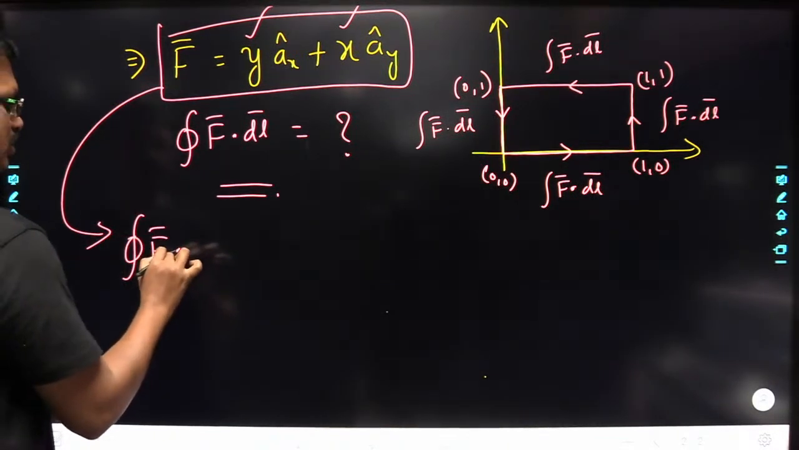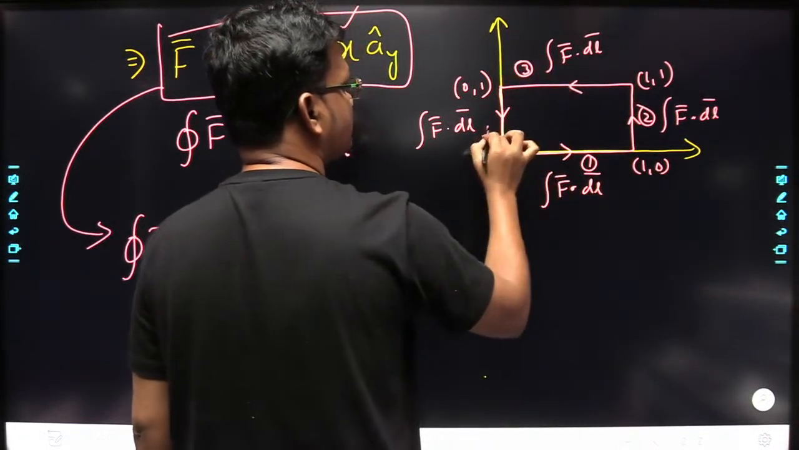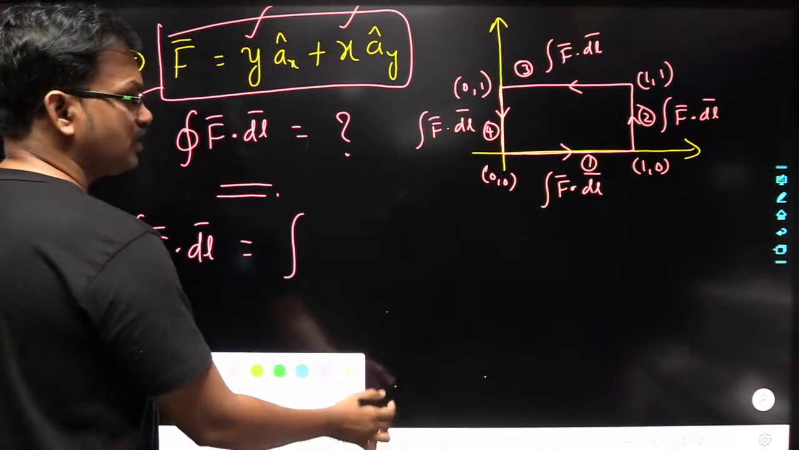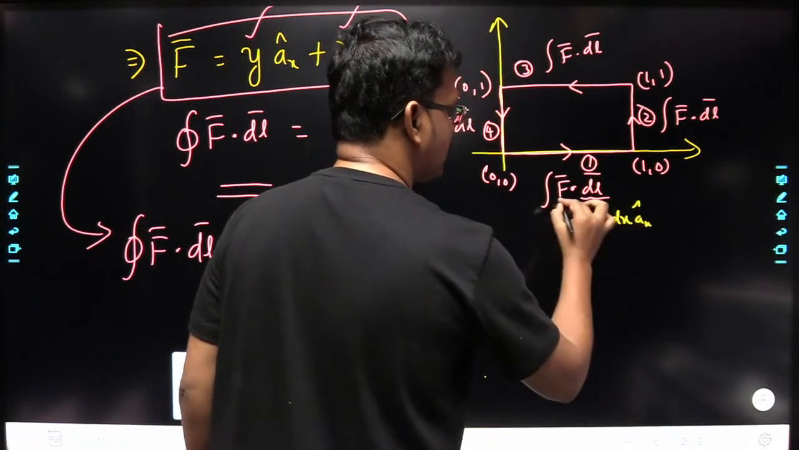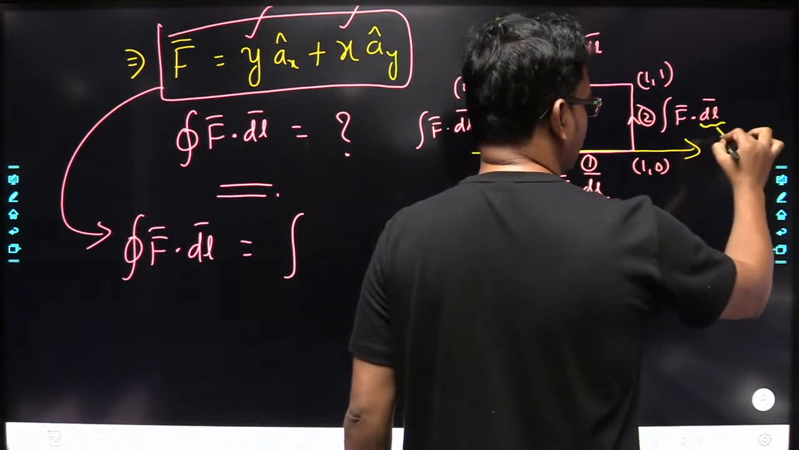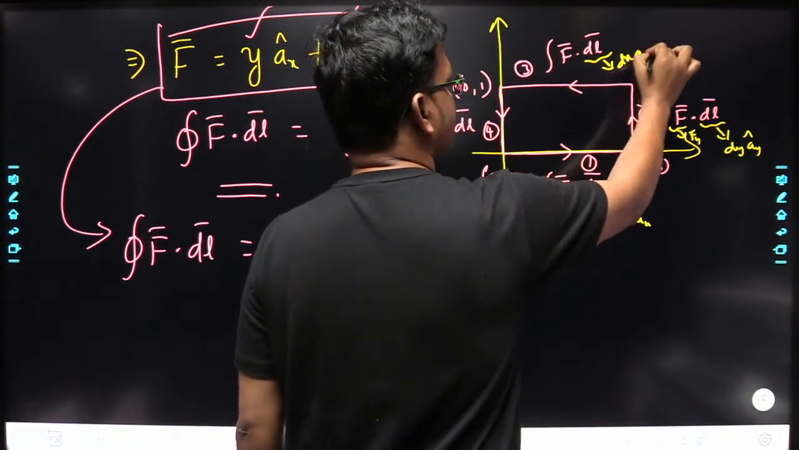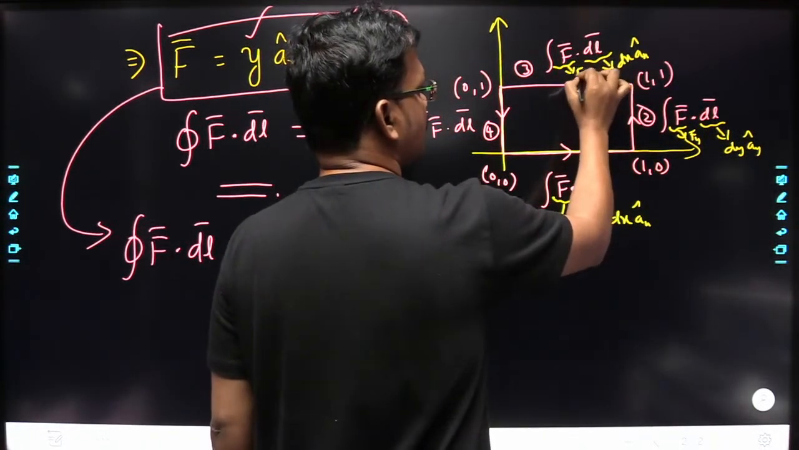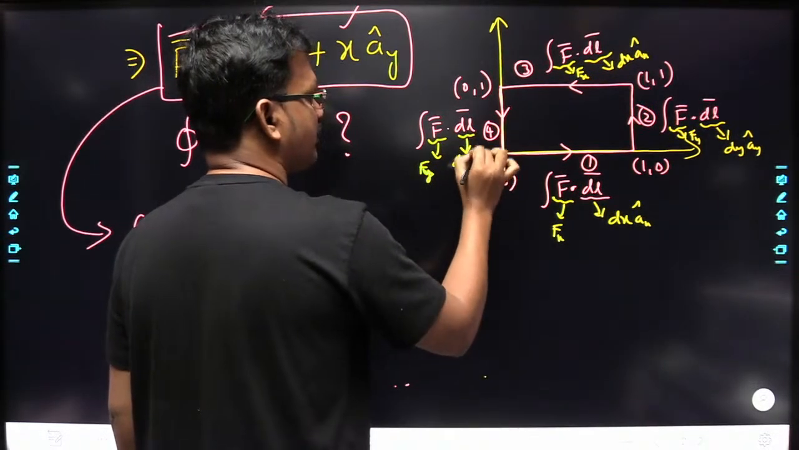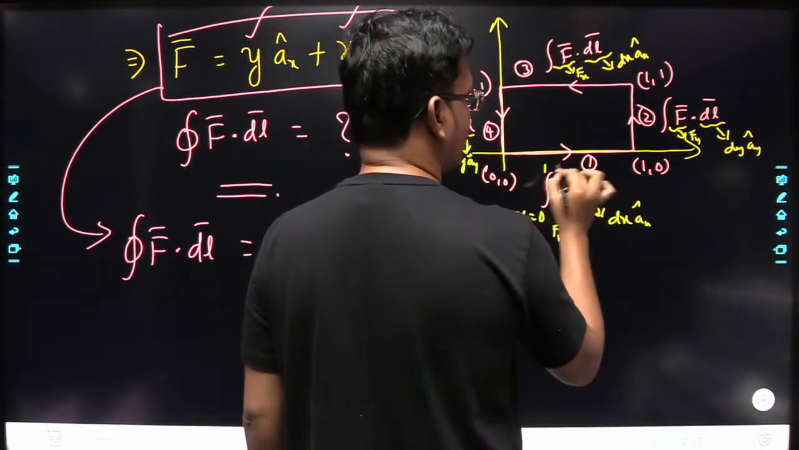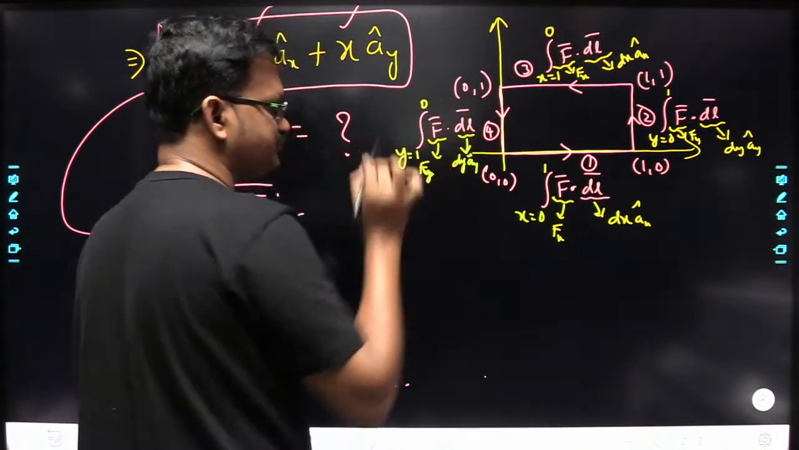Circulation of F bar dot dl bar is equal to the integral. I am taking the first one, 1, 2, 3 and 4. Here dl bar is dx ax cap, and for F bar you have to consider only the x component. Here dl bar is dy ay cap, and you consider only the y component. Then dl bar is dx ax cap with only the x component, and dl bar is dy ay cap with only the y component. The range of x is from 0 to 1, y is from 0 to 1, x is from 1 to 0, and y is from 1 to 0.